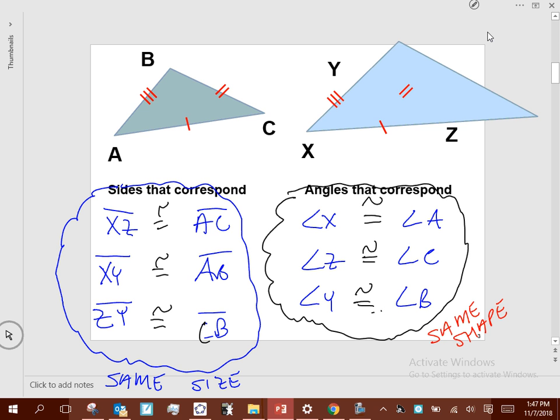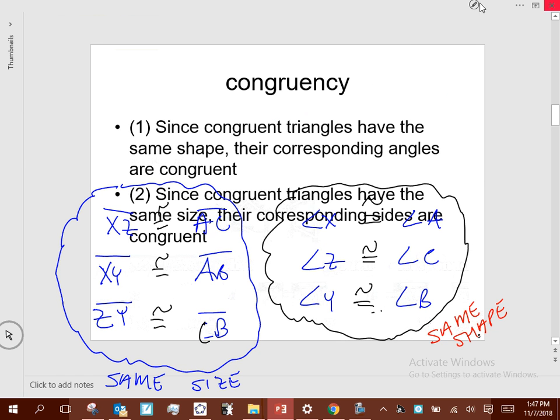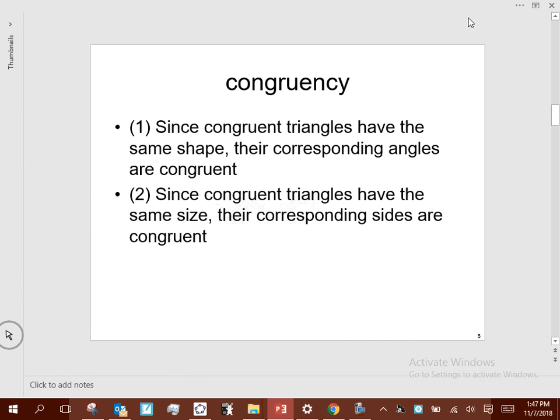All right, and that's what this slide here says. I don't know if you need to write that down, but when congruent triangles exist, that means they have the same shape, and that is brought on because they have the same number of angles and their corresponding angles are congruent. If we have congruency among shapes, in this case triangles, that means they have the same size, and that is brought on by the fact that the side lengths are congruent, or the side lengths all have the same measurement.